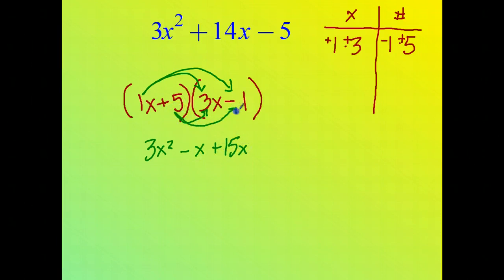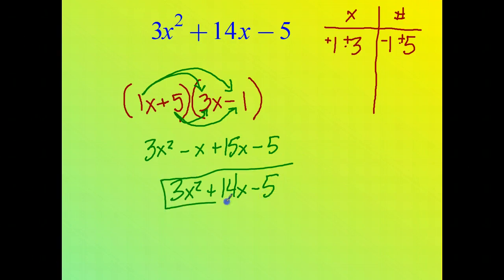And 5 times negative 1 is going to be negative 5. Put them together: 3x squared plus 14x minus 5. Boom, we got it. Okay? And again, sometimes it's going to take a little bit longer.